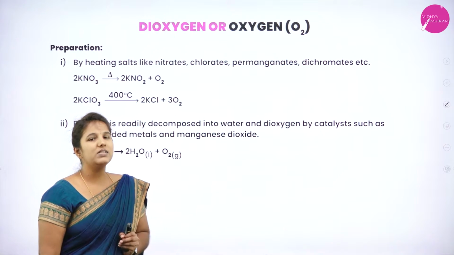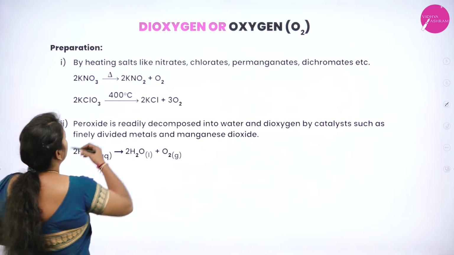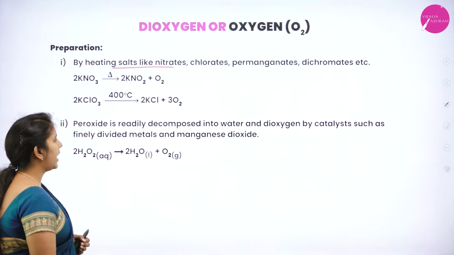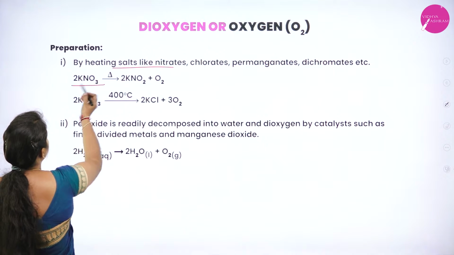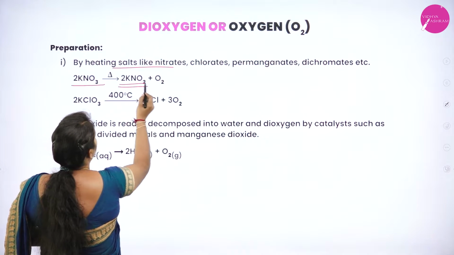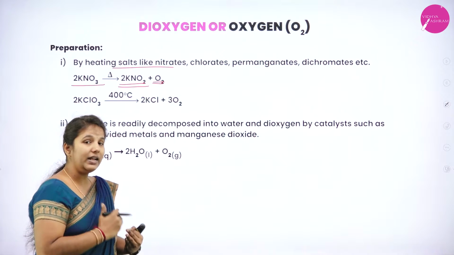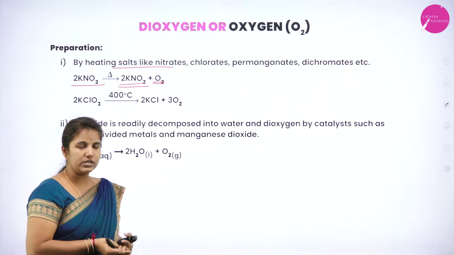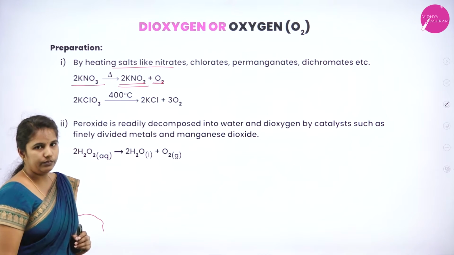Okay, oxygen, which is also known as dioxygen, can be prepared by heating the salts of nitrate, chlorides or permanganate or dichromate. First, I'll go with the nitrate of potassium, that is potassium nitrate, which upon heating gives rise to potassium nitrite with the formation of oxygen. So just by heating the salts of nitrate or the chloride or the dichromate salts, we can get dioxygen, and it can be written as O2.